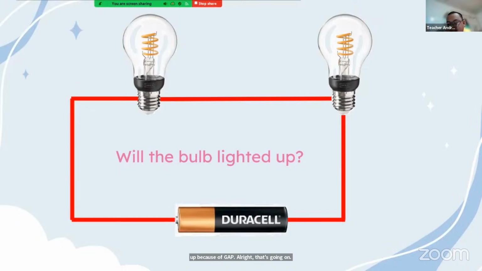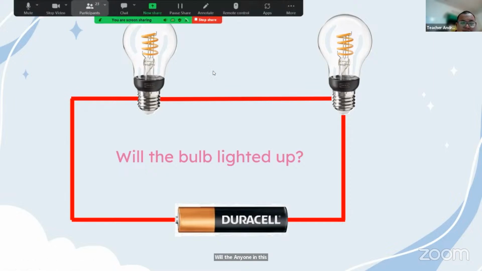So, having said that, in my diagram here, will the bulb light up? Any volunteers want to try this question? Will the bulb light up?